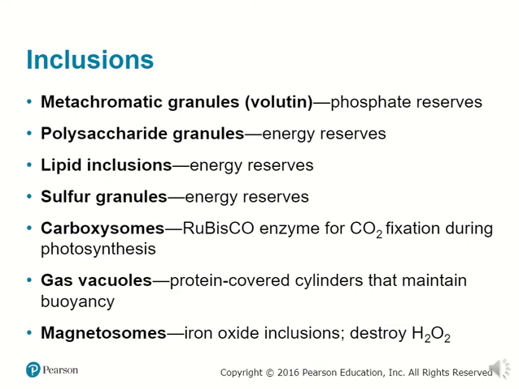There are carboxysomes, such as rubisco enzyme for the fixation of carbon dioxide during photosynthesis, essentially converting carbon dioxide and water into sugar molecules. And then there are gas vacuoles, which are protein-covered cylinders that help with buoyancy, and magnetosomes. They have iron oxide inside them, and they help destroy hydrogen peroxide, which can do serious damage if left unchecked.